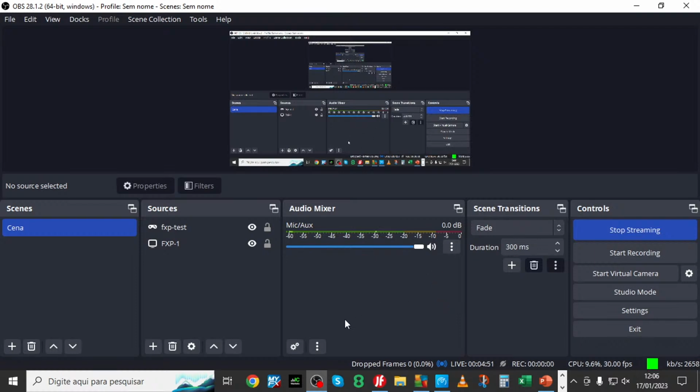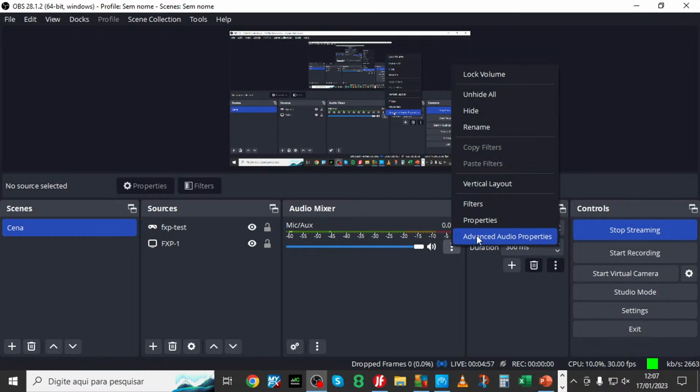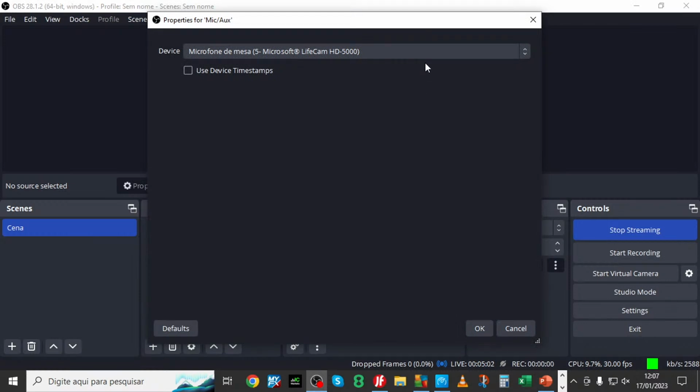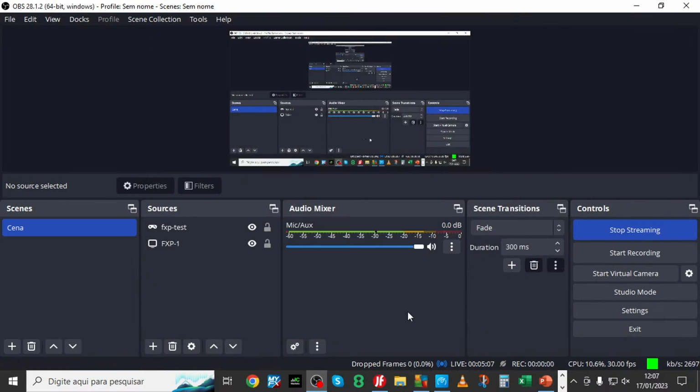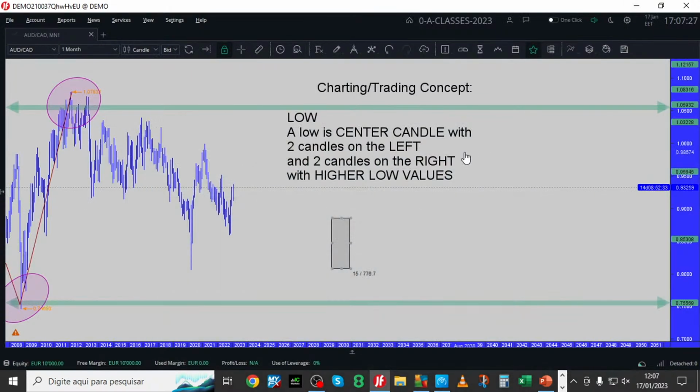And in here maybe unhide vertical layout, lock volume, advanced properties, filters, properties, microphone USB. Okay, let's try this one. Simi, better? Sound check, sound check. Better, everybody? OBS showing that it's okay right now. Hello Allah, how are you?